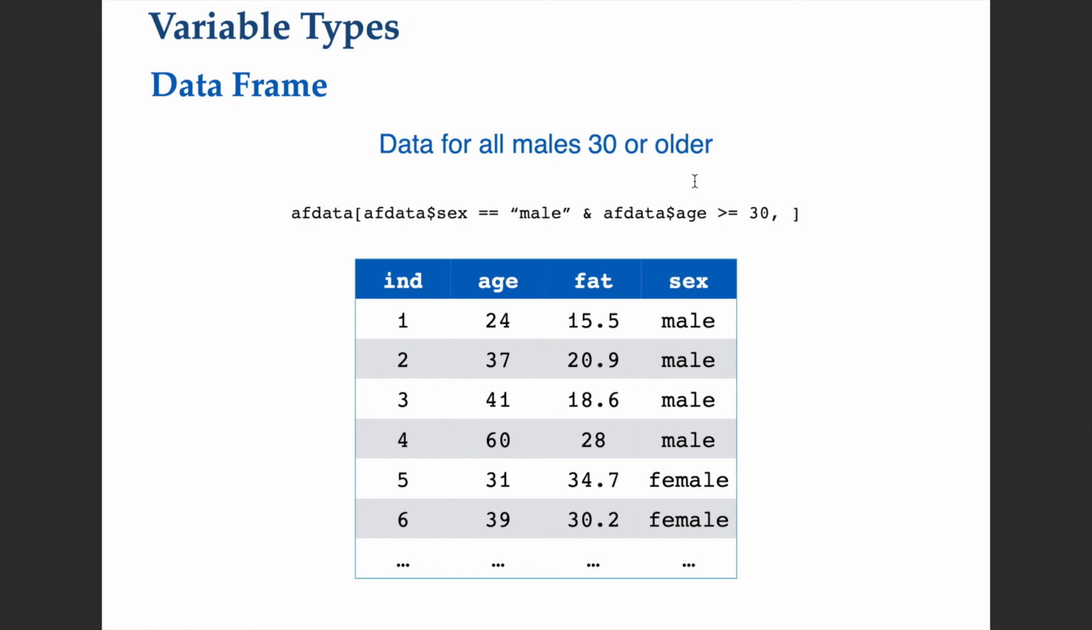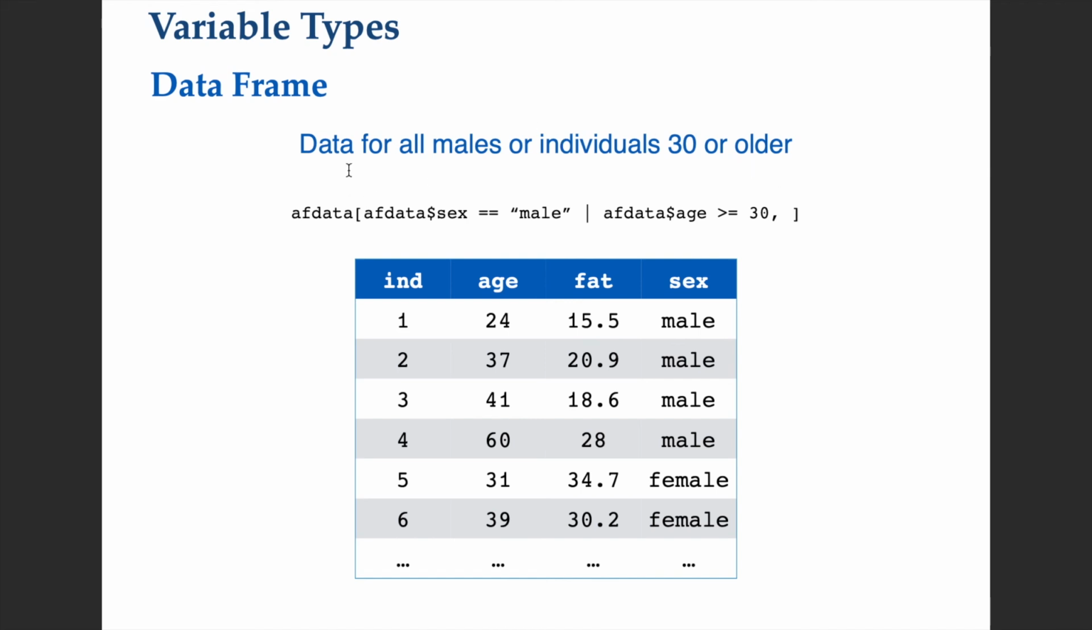So here, this is starting to get complicated. We really have two criteria. We want data for males that are 30 or older. So we want the values where the sex column is male and the age column is greater than or equal to 30. Again, we're specifying what rows we want, and we want all columns of our AF data frame where the sex column equals male and the age data is greater than or equal to 30, right? That will parse out all the data for males 30 or older.